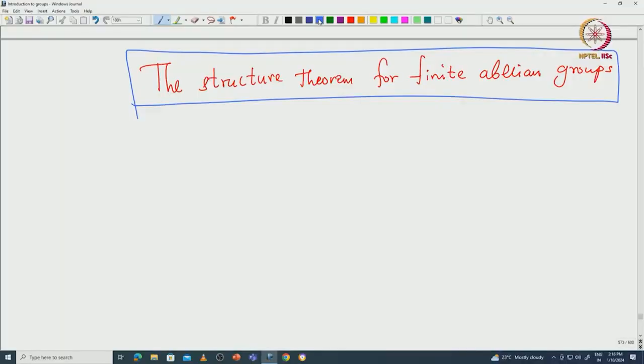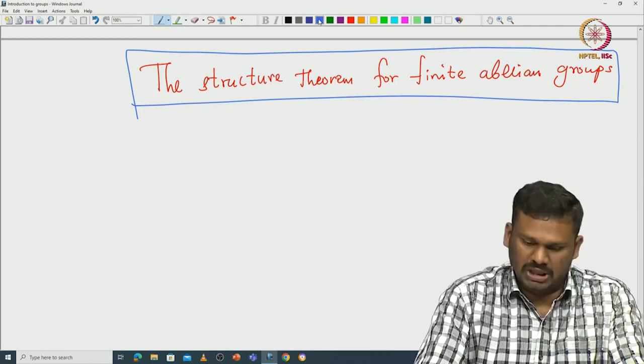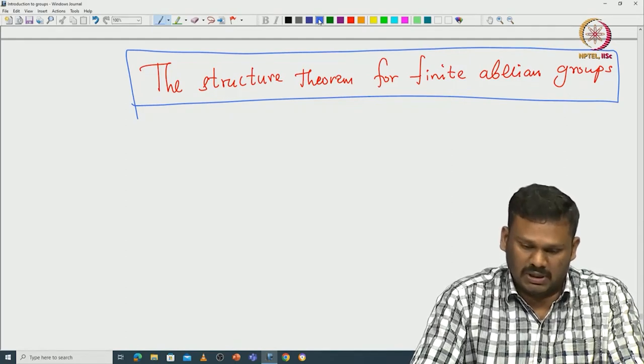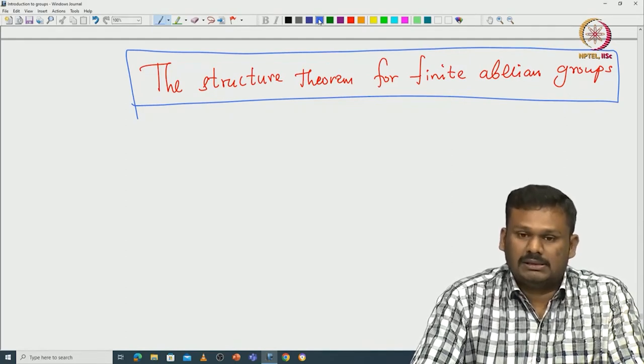Welcome back everyone. In this lecture, we will see the structure theorem of finite abelian groups. In the next few lectures, we will try to prove this important theorem. So let me first state the structure theorem of finite abelian groups. In plain language, what it says is, if you start with a finite abelian group G, then it must be a product of cyclic groups. That's what it says. And there is some uniqueness also involved in the statement.